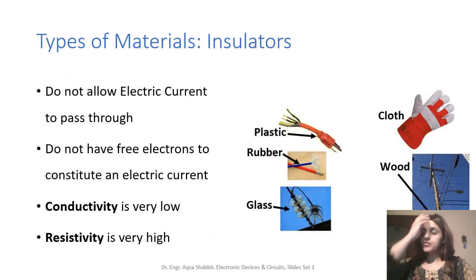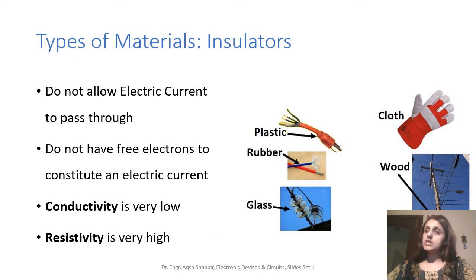Moving on, we come to the type of materials which are the complete opposite of conductors. They are insulators. Insulators do not allow electric current to pass through, mainly because they do not have any free electrons to constitute an electric current. Their valence shells are typically more filled as compared to the valence shells of conductors, and therefore the valence electrons find it hard to break free from the atomic structure.